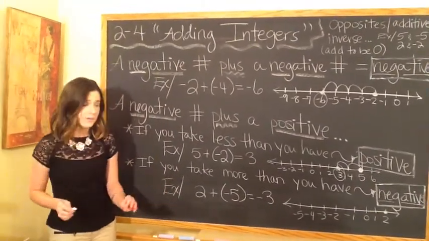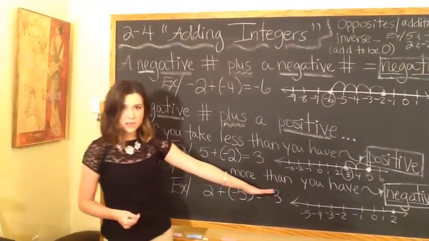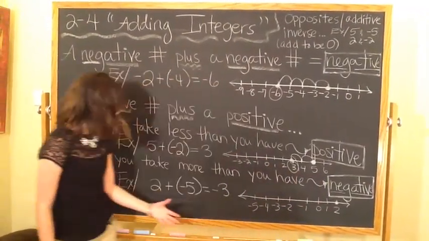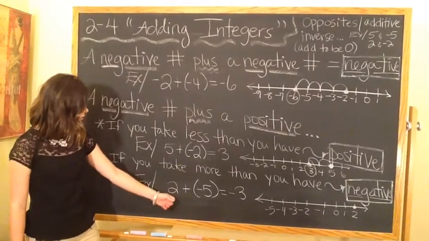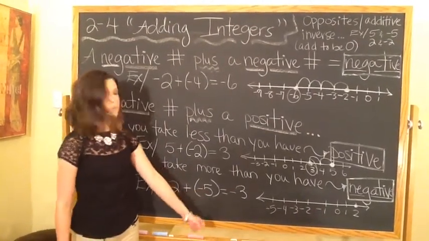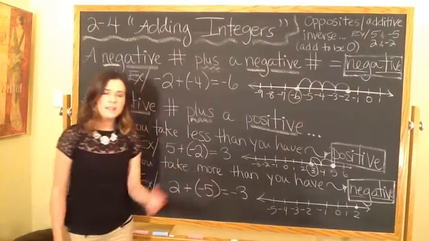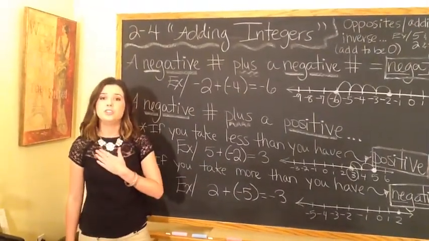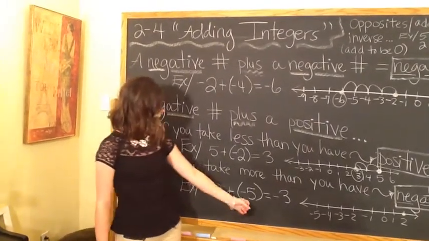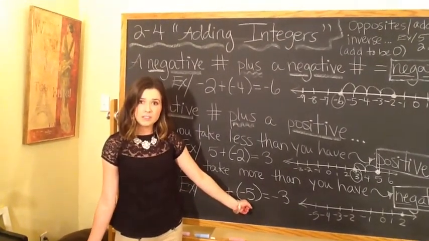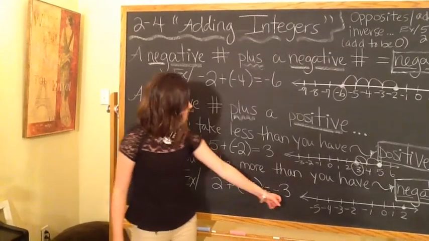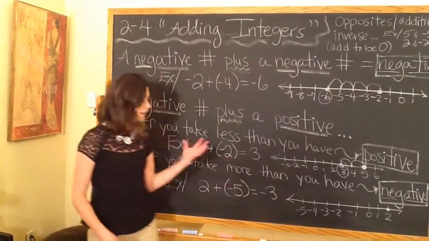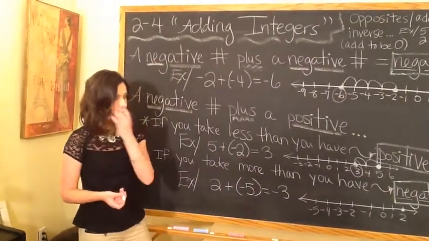Alright, the next scenario is if you take away more than what you have. Your answer is going to be negative. Now, what do I mean by that? Let's look at this example. If I do 2 plus a negative 5, we're going to get a negative 3. Now, let's think about it. If we're taking away more than what we have, let's say that I only have $2, but I go ahead and buy something that's worth $5. I give him my $2, but I still have to pay $3, so I still owe $3. So that's the mindset behind taking away more than what you have.